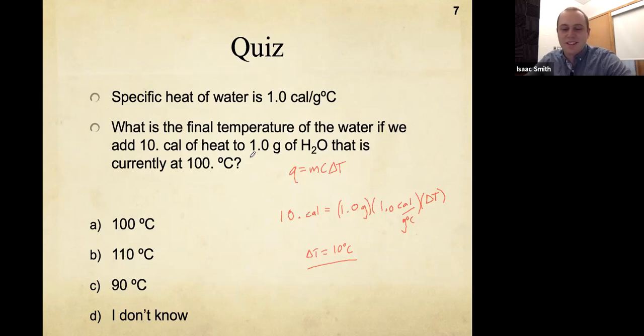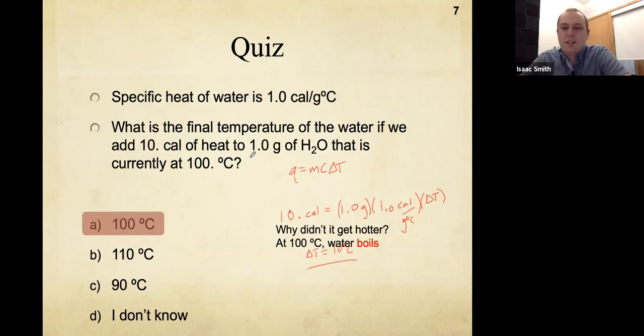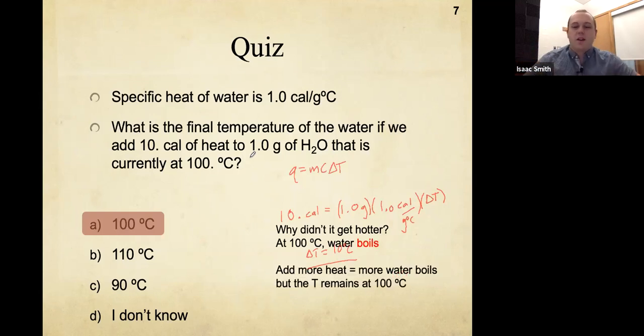So let's look at the answer, and it might surprise you what we got, but we'll talk about why in a second. The answer to this question is actually 100 degrees Celsius. So why didn't it get hotter? It actually stayed the same. At 100 degrees Celsius, that's the point at which water boils. Even though you're adding more heat, the water boils off. The temperature remains at 100 degrees. The energy that's added actually goes into changing the phase.